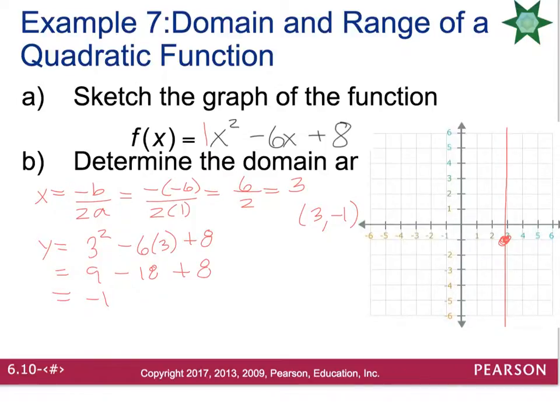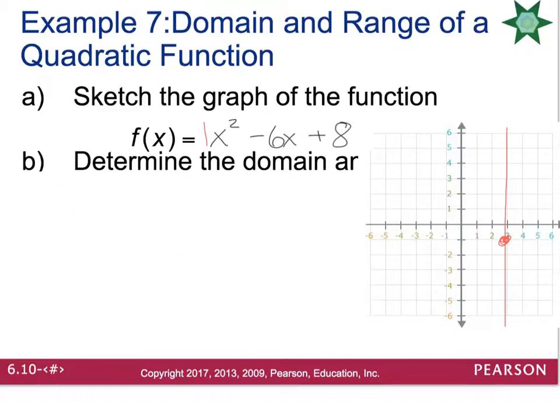Next, now that we have our axis of symmetry and our vertex, now we need to find our y-intercept. You find the y-intercept by substituting 0 in for all of the x's.